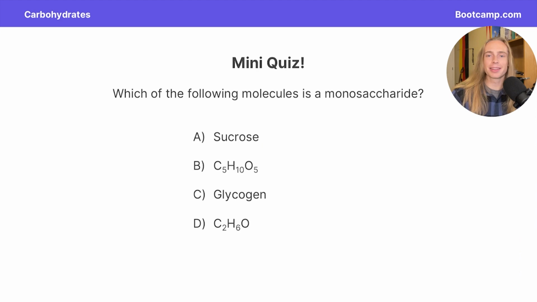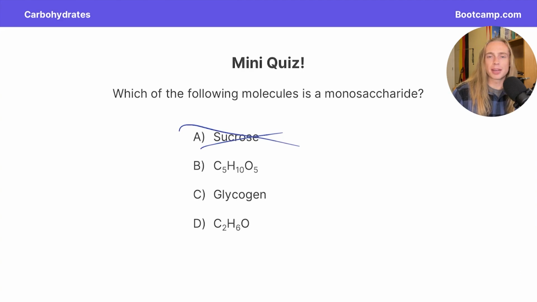Okay, so we've made it to the end of the lesson, so now it's time for a mini quiz. So, which of the following molecules is a monosaccharide? When looking at answer A, sucrose is a disaccharide because remember, it's made up of two monosaccharides, which were glucose and fructose, so we can get rid of that one.